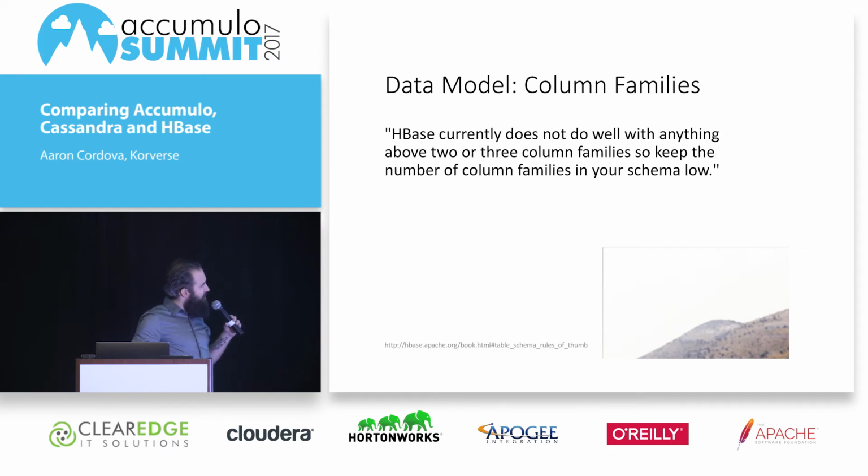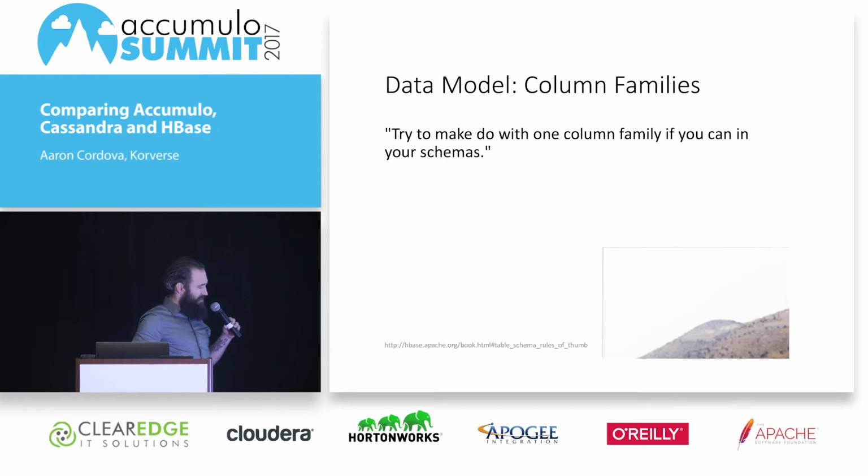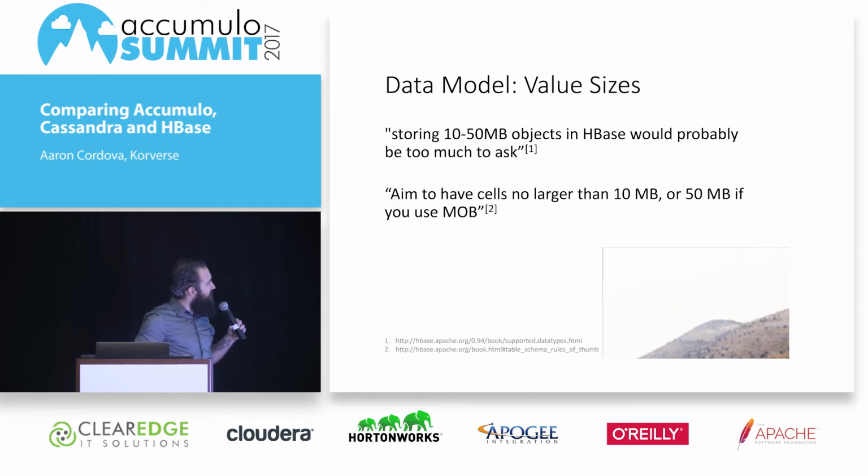And then the online guide said, it doesn't really do well with anything above 2 or 3 column families. So you want to keep it low. And then about a paragraph lower than that, it says, really just use 1 column family. So basically, you don't have column families. You get 1. This was just interesting. I don't know what the limits actually are for Accumulo. I think they're higher, though.